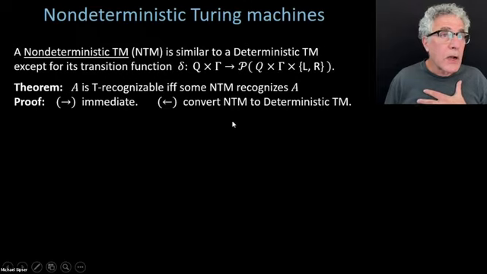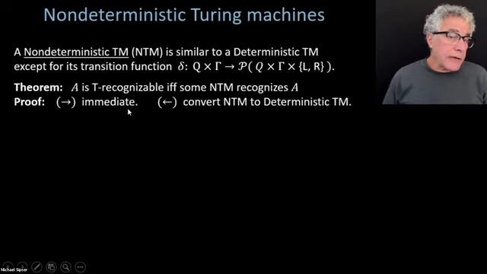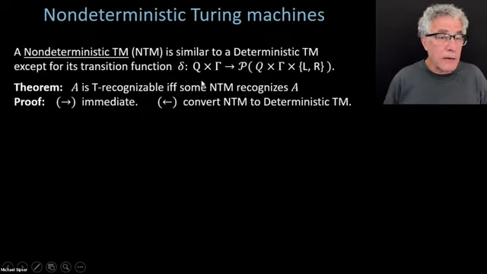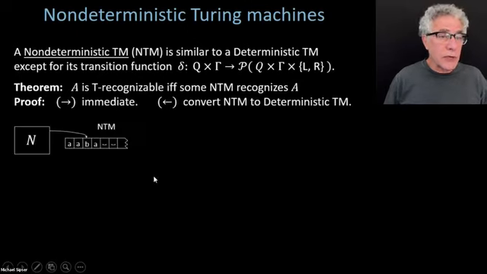Okay, so now the forward direction of this is, again, just like before, immediate, because a deterministic Turing machine is a special kind of non-deterministic Turing machine which never branches non-deterministically on any of its steps. So that forward direction is immediate. The backwards direction is where we're going to have to do some work, converting our non-deterministic Turing machine to a deterministic Turing machine, and we'll do so as follows.